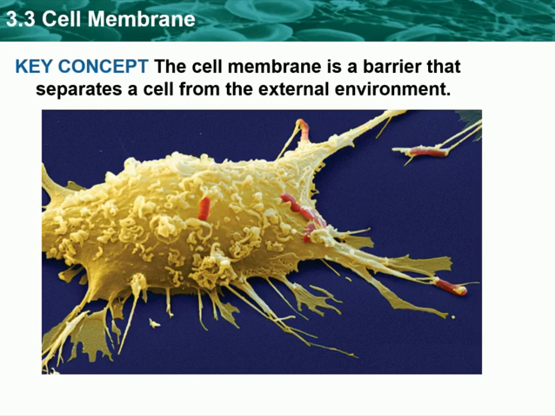Chapter 3, Section 3, Cell Membrane. Key concept: the cell membrane is a barrier that separates a cell from the external environment. Main ideas: cell membranes are composed of two phospholipid layers, and chemical signals are transmitted across the cell membrane.